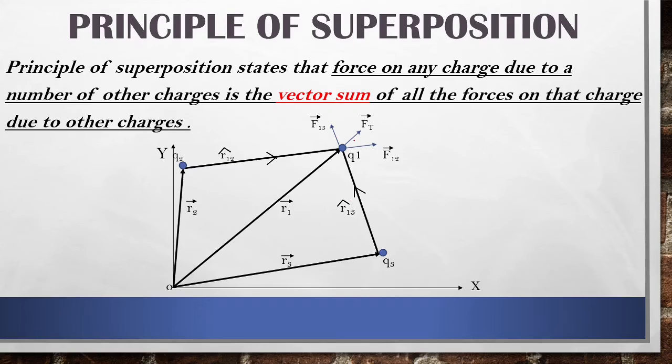This is given by our principle of superposition. The principle of superposition states that the force on any charge due to a number of other charges is the vector sum of all the forces on that charge. Due to a number of other charges means here we have Q2 and Q3, and the force exerted on Q1 is the vector sum of all the forces on that charge, that is F13 and F12 due to the other charges. So let's read it once more. The principle of superposition states that the force on any charge due to a number of other charges is the vector sum of all the forces on that charge due to the other charges. So this is the statement of the principle of superposition.